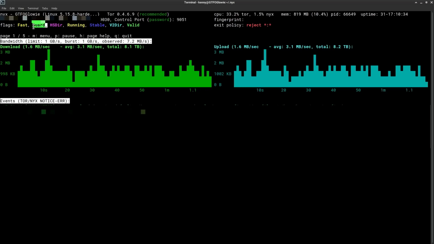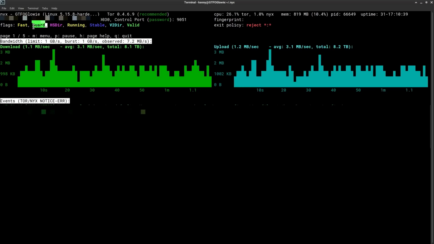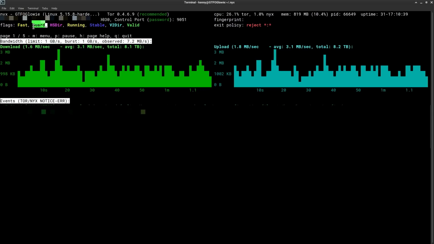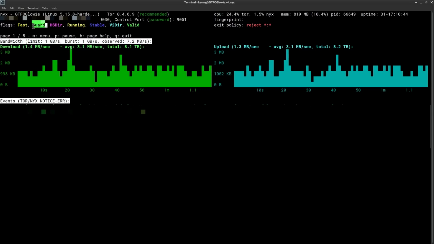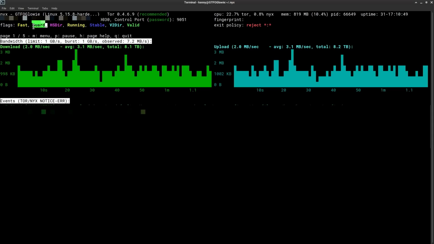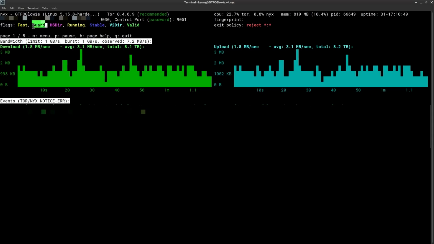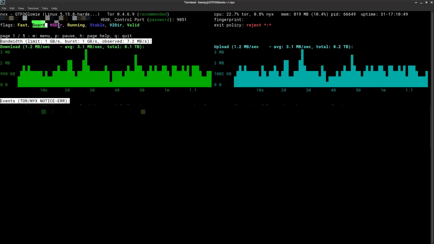And it's also not going to pick any of my other relays that I control to be part of that same circuit, because I have the family string set for all my relays. And you should do the same thing if you're going to be running multiple relays, like one at home and maybe one in your office, or one through a VPS.